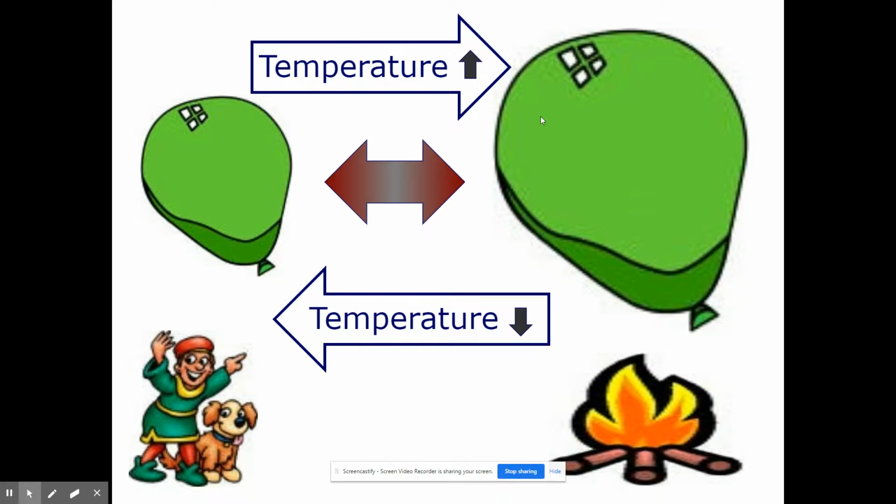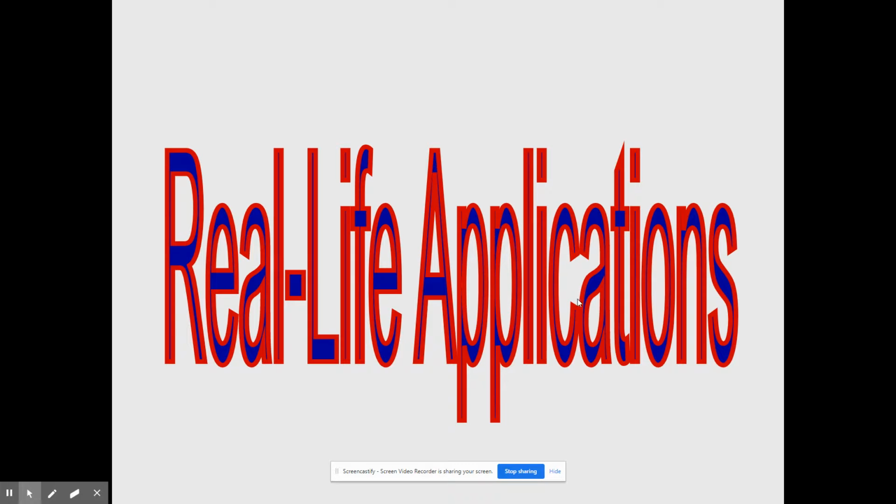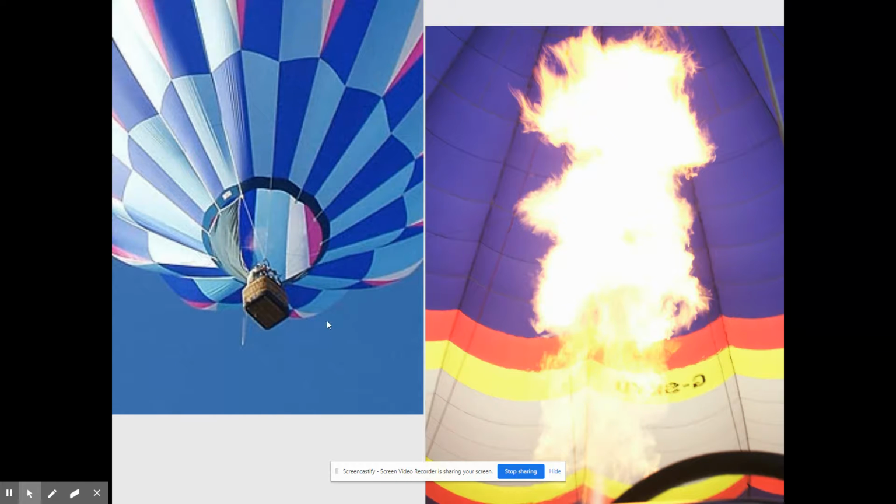Likewise, if you cool off a gas, so temperature is going down, the volume will go down. So temperature and volume go in the same direction. They are directly proportionate. So some real life applications of the gas laws. We have our hot air balloon. So here we're heating up air. The temperature goes up, so the volume wants to go up, so it spreads out.